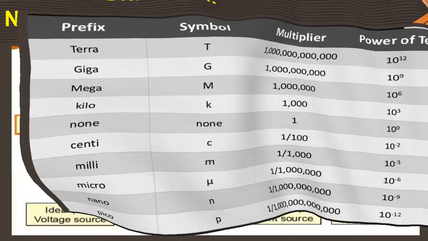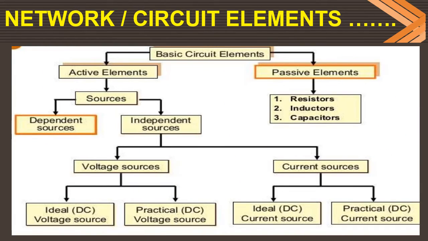Now, network circuit elements. How can circuit elements or network elements be classified into two major categories: the active elements and the passive elements. The sources are classified further into dependent and independent, in terms of voltage and current, and even practical and ideal cases. Similarly, the passive elements will be the RLC components.